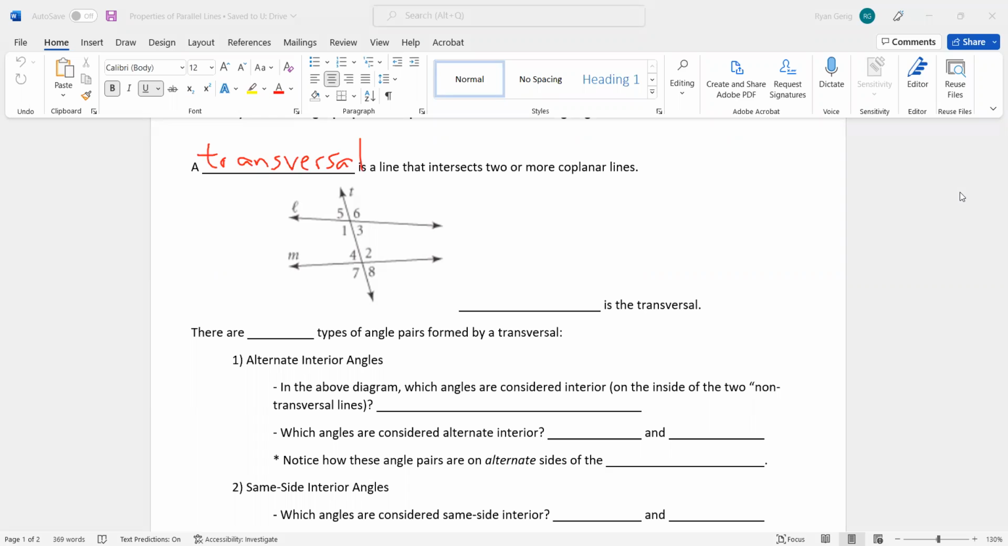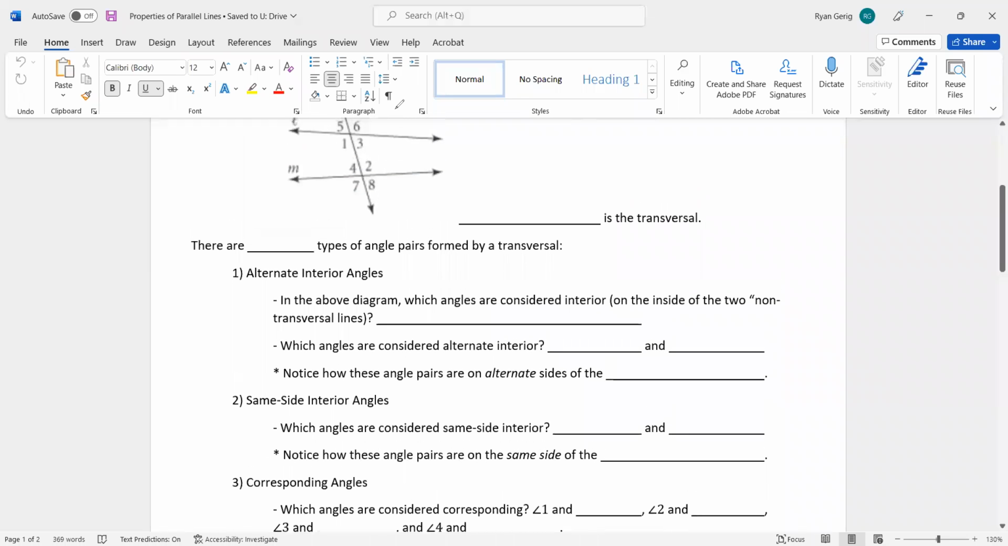So in this picture here, line T is your transversal. You can see it's intersecting line L and line M, right? So that's what makes it a transversal. There are multiple types of angle pairs formed by a transversal. We're going to talk about three of them. There are a couple others that we're not going to talk about, but we're going to jump into these three. Let me go ahead and clear this and move down a little bit.